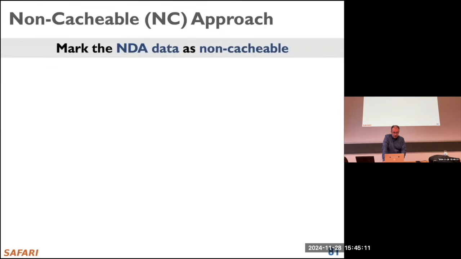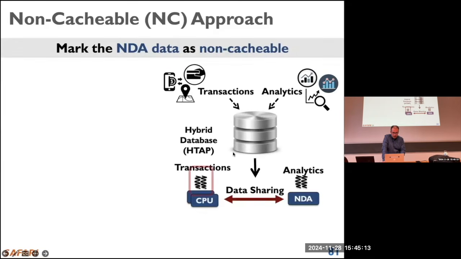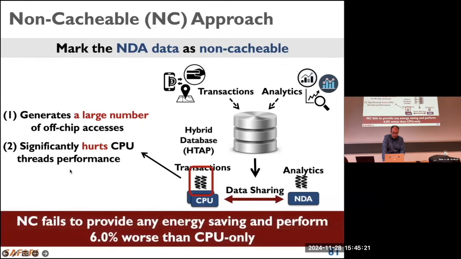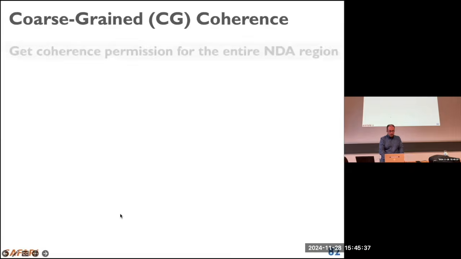So with non-cacheable, you mark NDA data as non-cacheable. So the CPU generates a large number of off-chip accesses, and this significantly hurts CPU trace performance. We observed that non-cacheable fails to provide any energy saving and performs actually 6% worse than CPU only. So even though you have a processing near memory engine, overall with this non-cacheable approach, your performance is 6% worse.